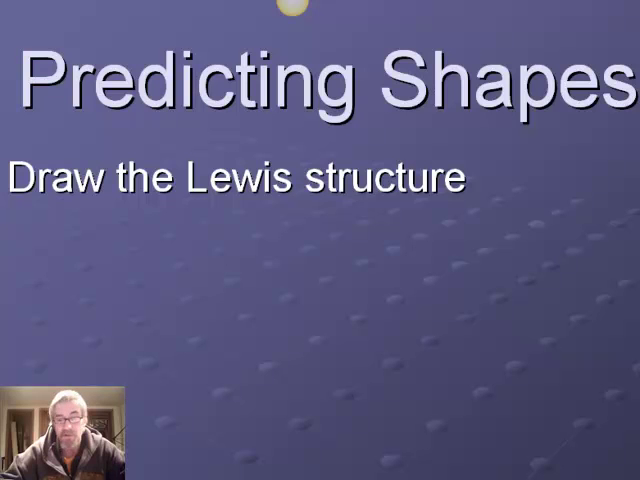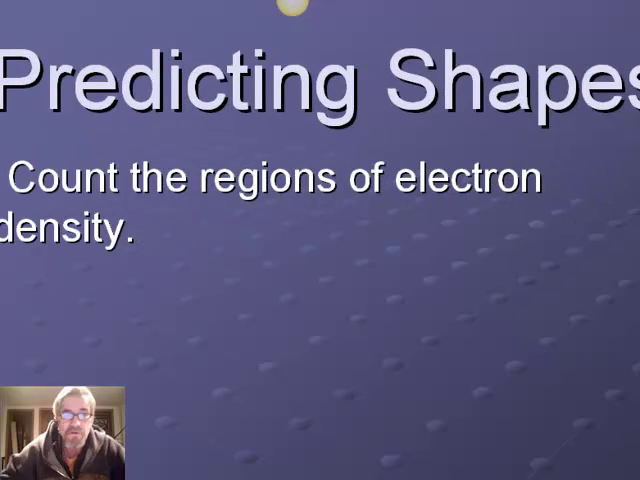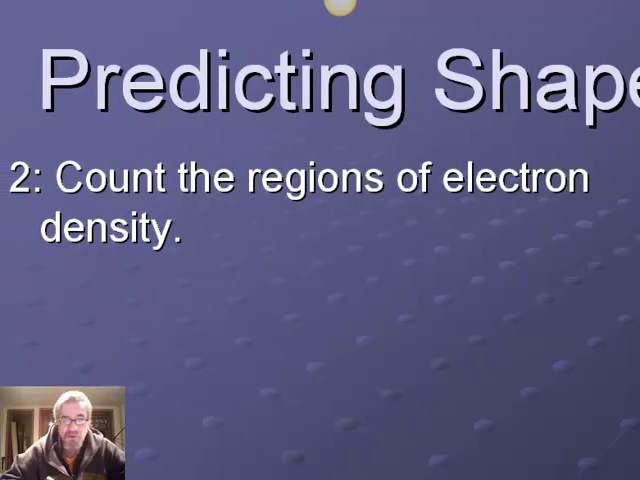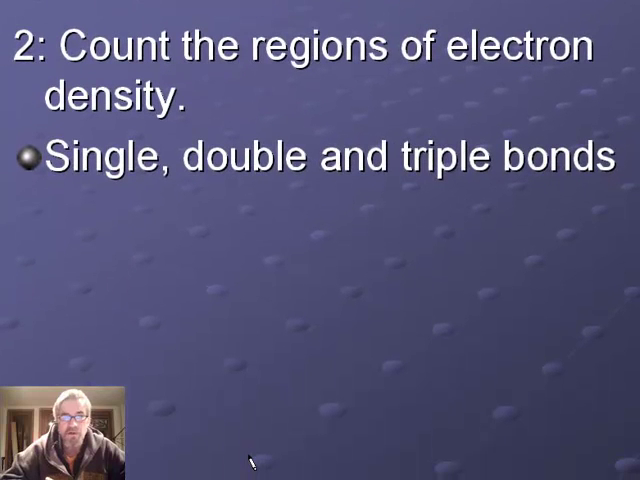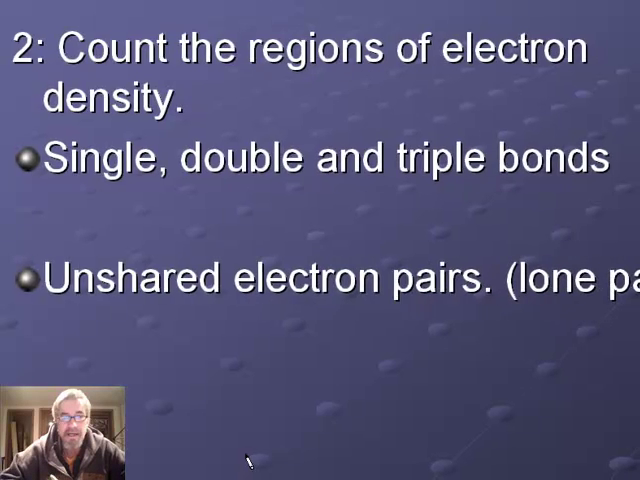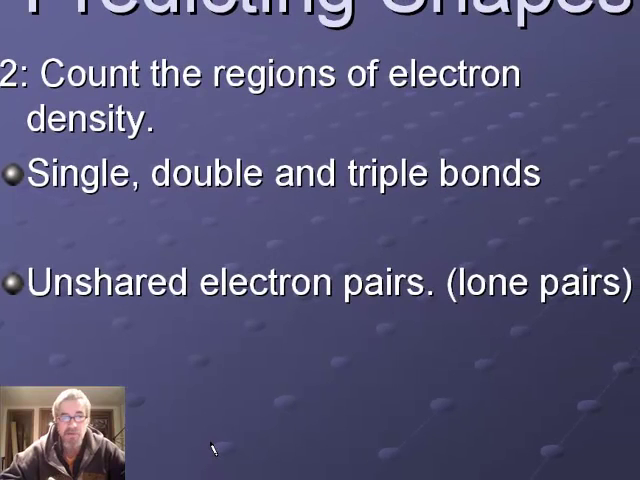You have to draw a Lewis structure. Once you've drawn the Lewis structure, you should count the regions of electron density that exist. Now, what counts for a region of electron density? One thing that counts is any kind of a bond is one electron density region. Single bond, double bond, triple bond. They all count the same. And the other thing that counts as a region of electron density is a lone pair. So a pair of dots in Lewis structure.